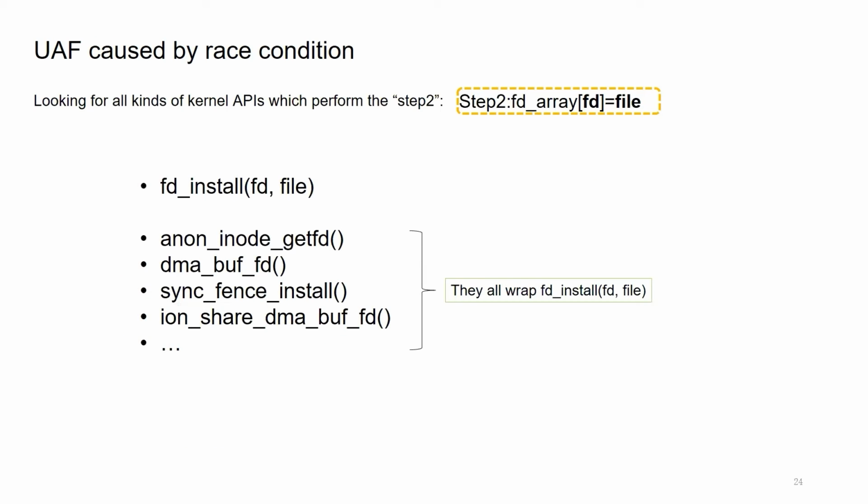So I started to search for such issues in the real world. In order to search for the issues thoroughly, I looked for all kinds of kernel APIs which perform step 2 of the FD export operation. Here are the APIs I found. FD install is the most common API we can see in the kernel. And there are many other APIs that wrap FD install.